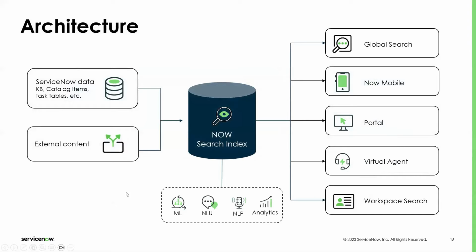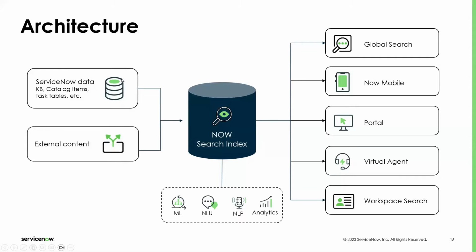I want to touch base on the quick architecture. If you can see the left side, we have various different data sources connected within ServiceNow. So this is all about ServiceNow. You can see the catalog items, task tables, or your KB articles, everything.